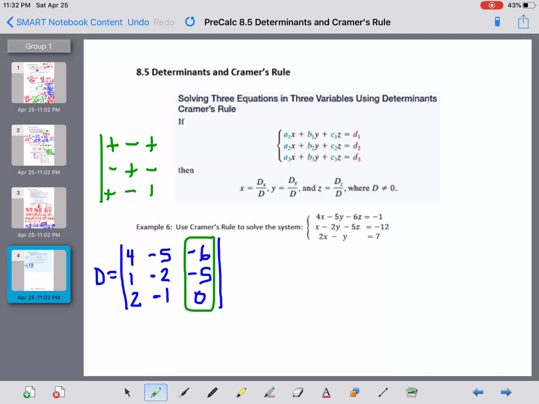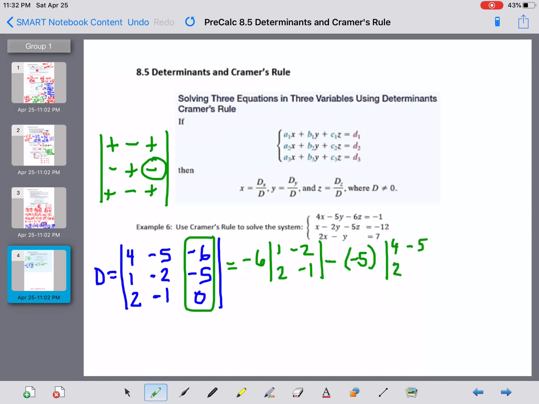Okay, I'm going to start with -6. If I take and cross off the row of -6, cross off the column with -6, my only 4 elements left are going to be 1, -2, and 2, -1. I go to my second element, which is my -5. That is in the negative position, so I'm going to do negative of my -5. And when I cross off its row, that second row, and the third column, the elements that remain are 4, -5, and 2, and -1.